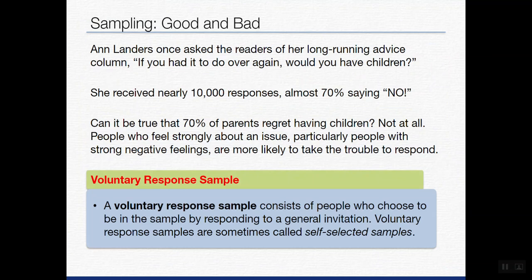Another source of bias that we talked about was if you have a voluntary response sample, where people choose whether or not they want to respond to a general invitation. This could be something posted online, asking people to take a survey, or a survey in a magazine, or anything similar to that. Generally, people who have strong opinions are the ones who respond to the surveys. So it's generally not representative of the population as a whole.